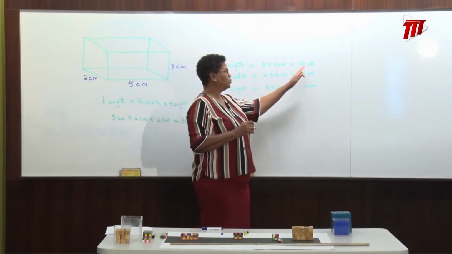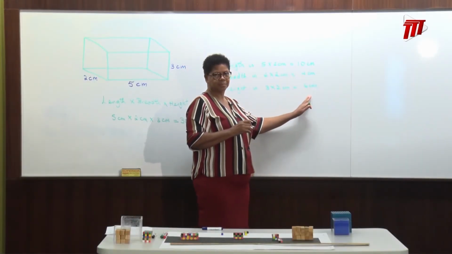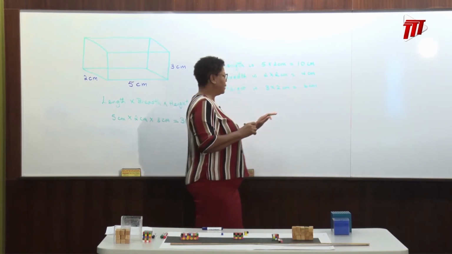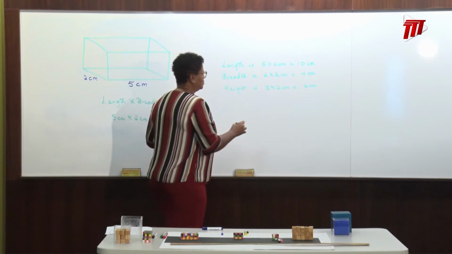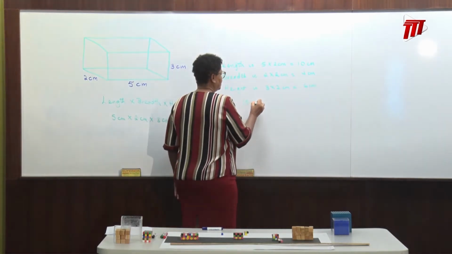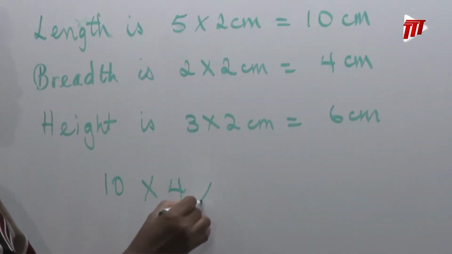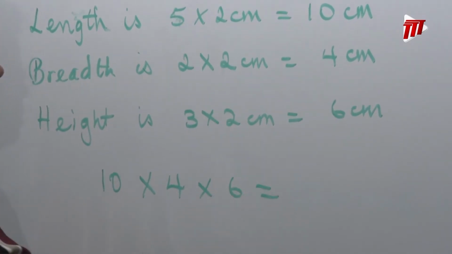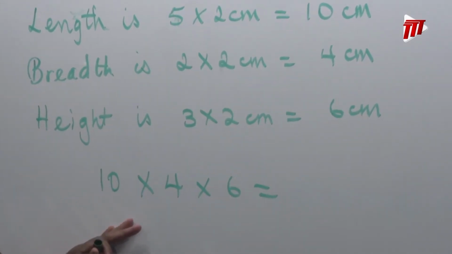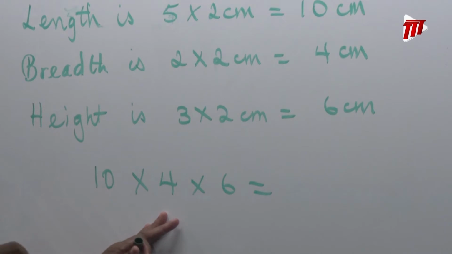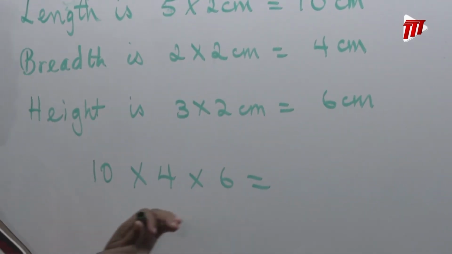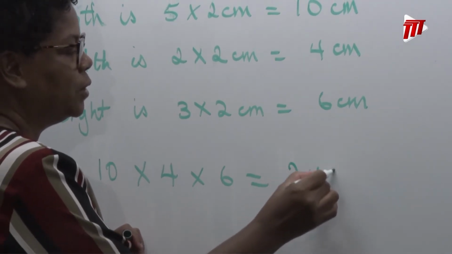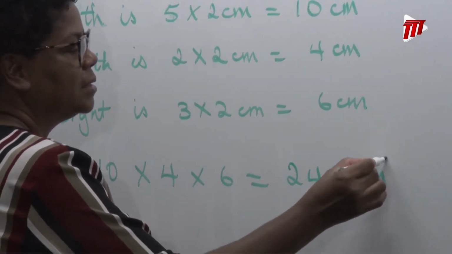So these are our 3 dimensions. Now we're going to multiply our dimensions to work out the volume, which is 10 multiplied by 4 multiplied by 6. 10 fours are 40, and 40 multiplied by 6 is 240. 240 cubic centimeters.